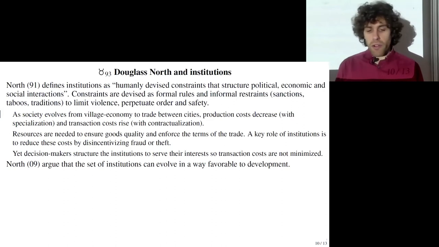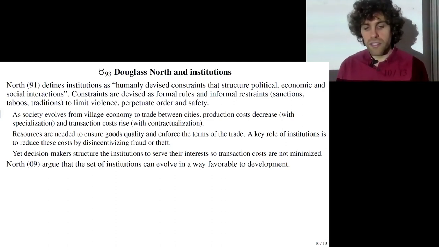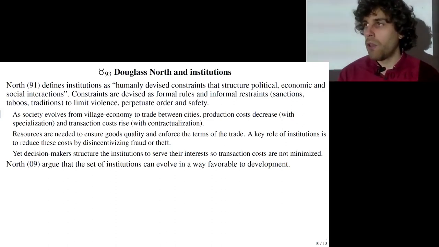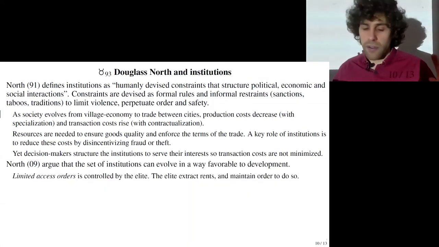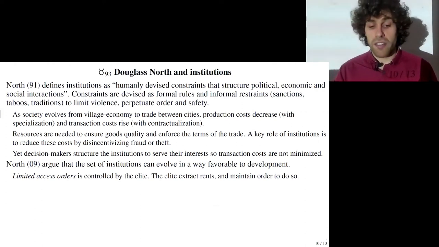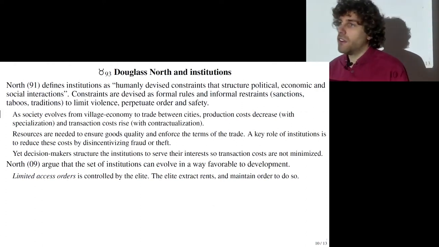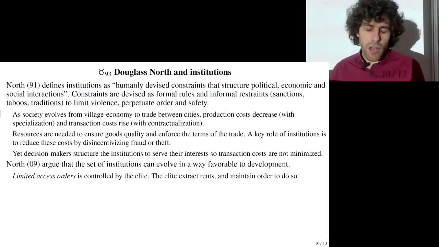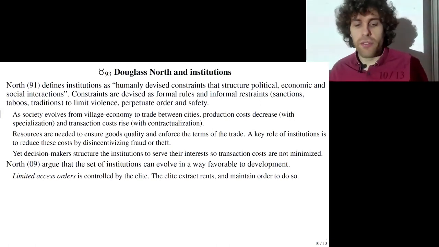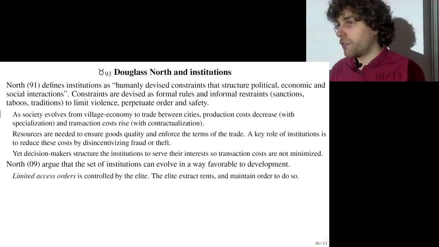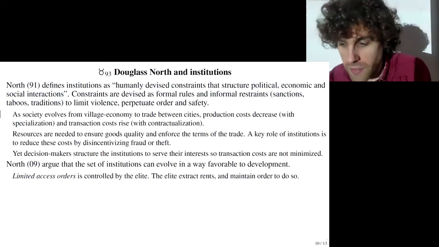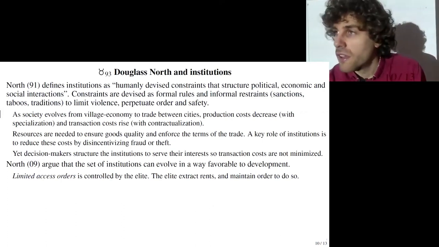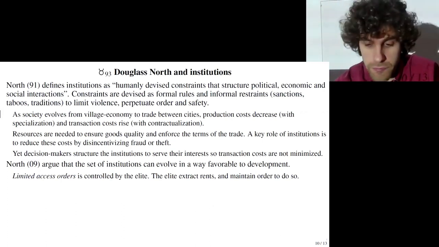Now, North argues that the set of institutions can evolve in a way favorable to development, and he distinguishes two kinds of sets of institutions. The limited access orders, so these are a set of institutions that are controlled by the elite. The elite extracts rents and maintains order to do so. This is the reason why they maintain order: it's to protect their power.